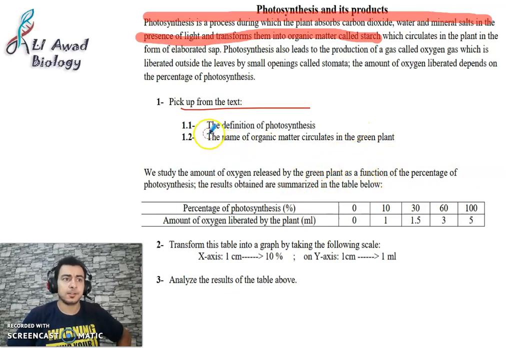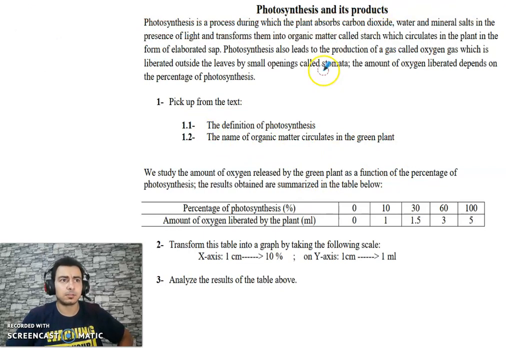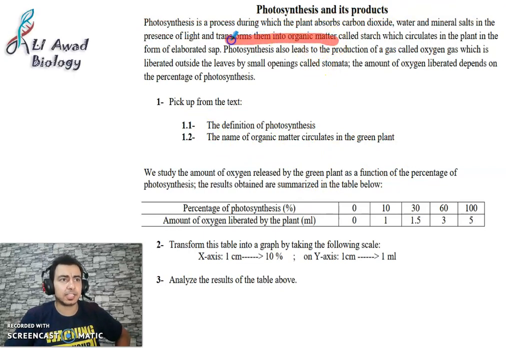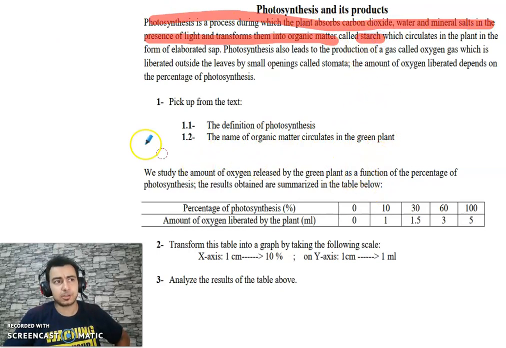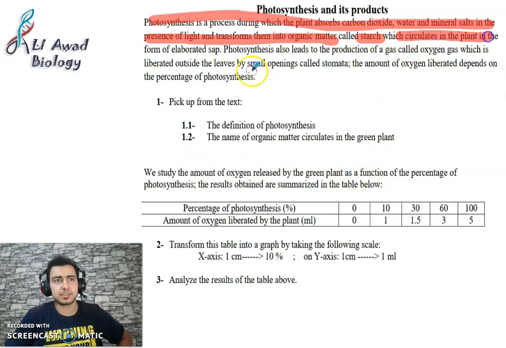ماشي؟ The name of organic matter. لحد organic matter لأنه بالسؤال الثاني سألني the name of organic matter that circulates in the green plant. السؤال الثاني: starch. Okay? Starch which circulates in the plant in the form of elaborated sap.